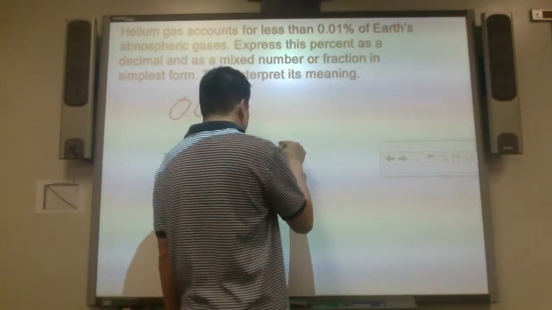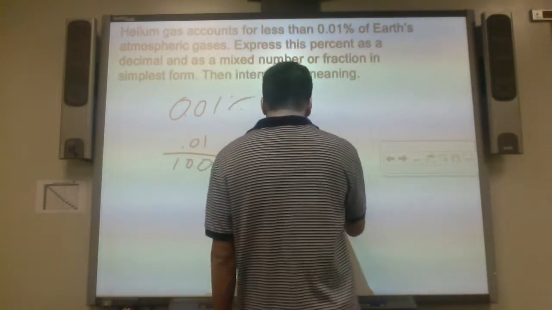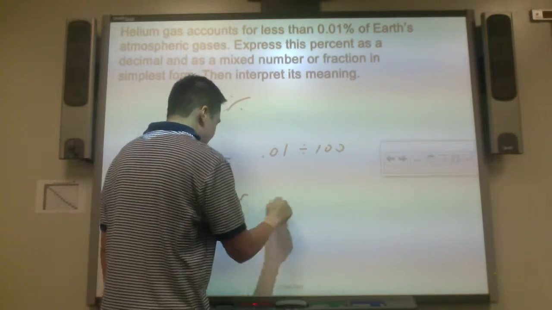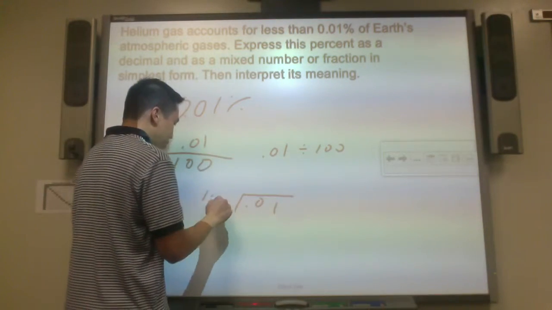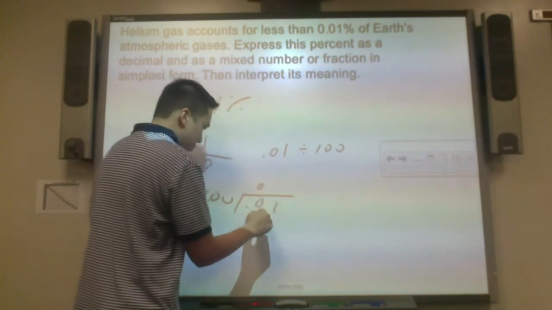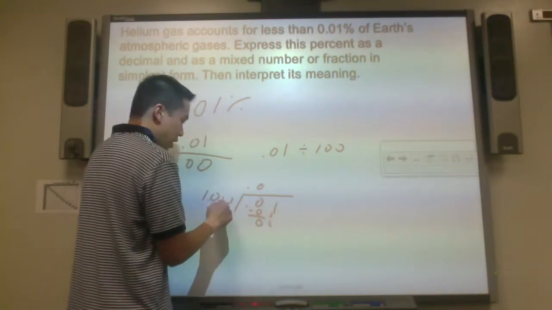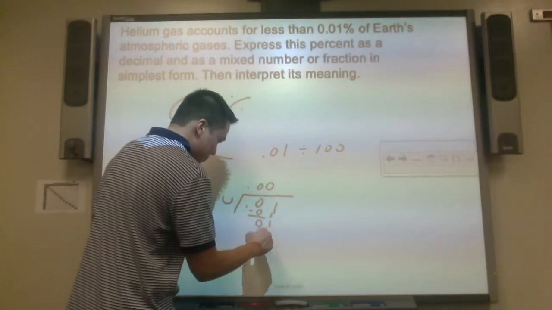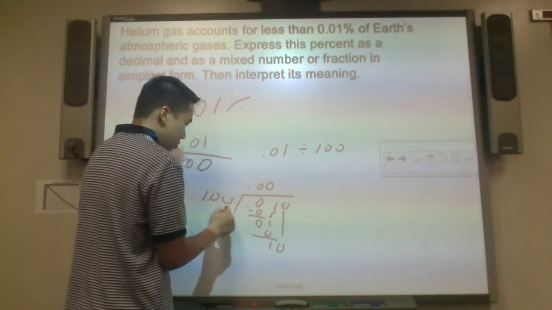This is 1/100 divided by 100. So let's divide this. Can 100 go into the decimal? 0 times. Bring down a 1. Can 100 go in 1? 0 times. Add another 0.